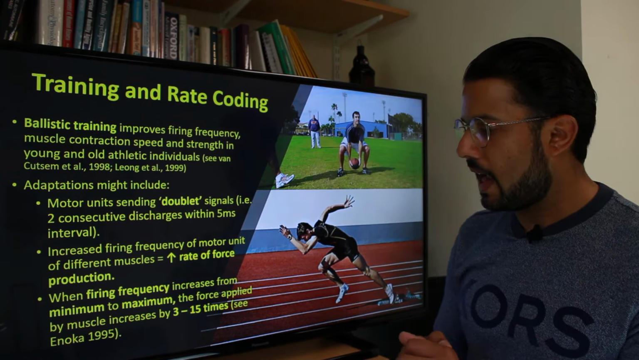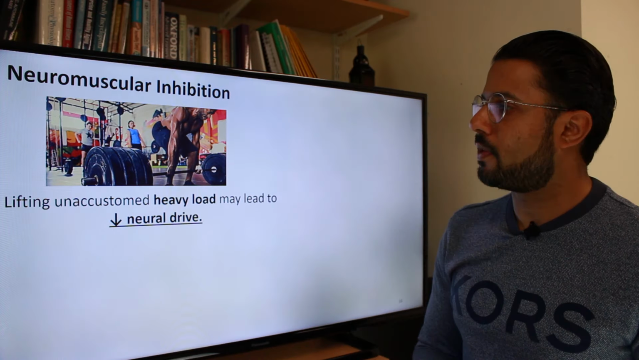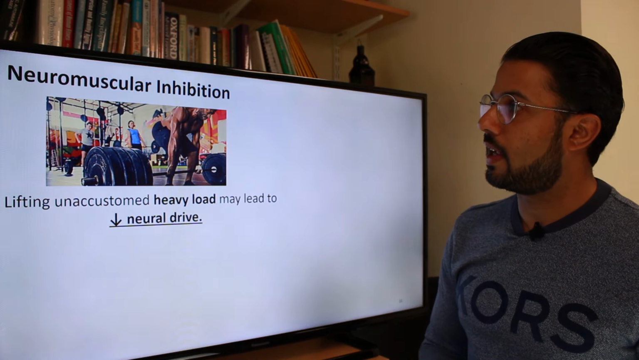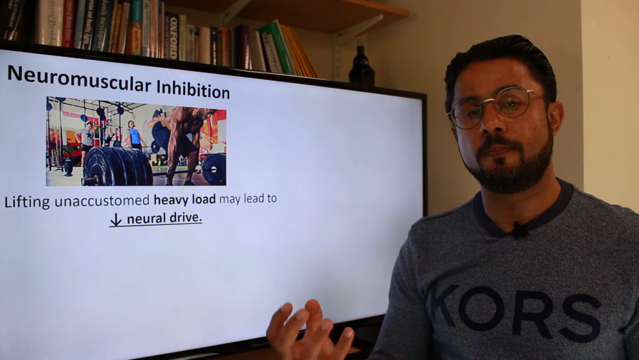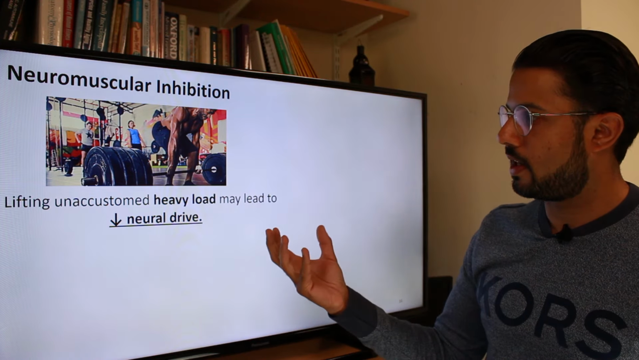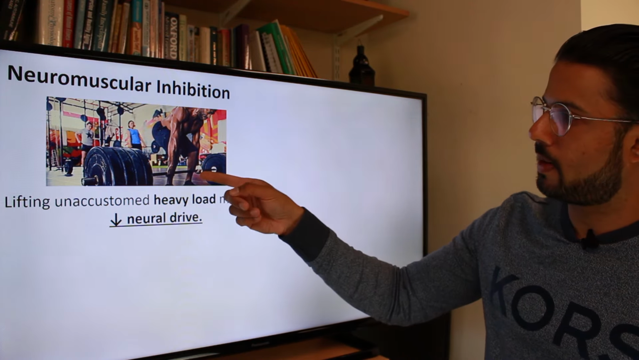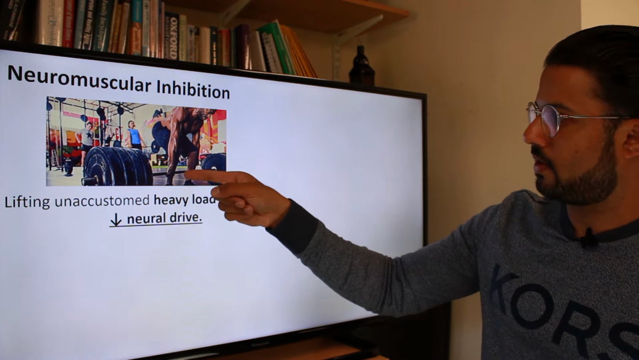So another change, and this is the final change that happens within the body, is that neuromuscular inhibition decreases. Neuromuscular inhibition is basically, if I was to go to the gym and see this deadlift bar and try to lift it, and I don't have the strength to lift that bar, then as I lift it, the force going through from my muscles to the bone via the tendons is going to cause a decrease in neural drive. That's why we can't lift heavy things, because it's our body's way of protecting us.